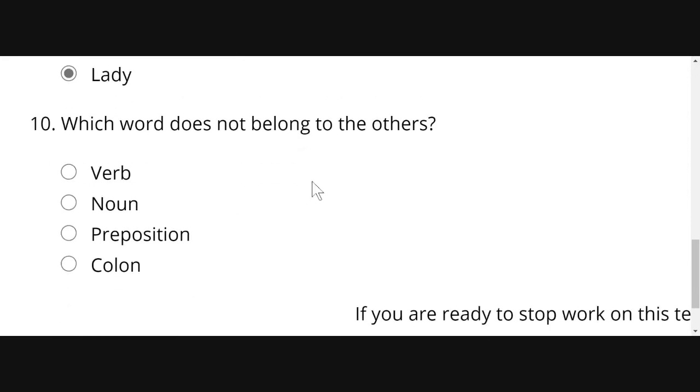And question number 10, verb, noun, preposition, colon. Which one doesn't belong? Verb, noun, preposition, colon. All right, guys, let's go. Chop, chop. We just have a couple seconds. Colon. Okay, I'm going to go with colon.